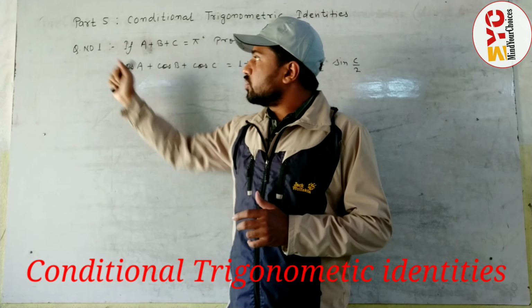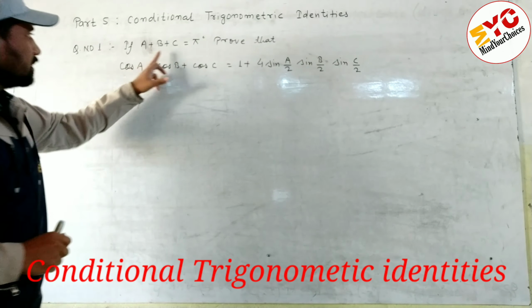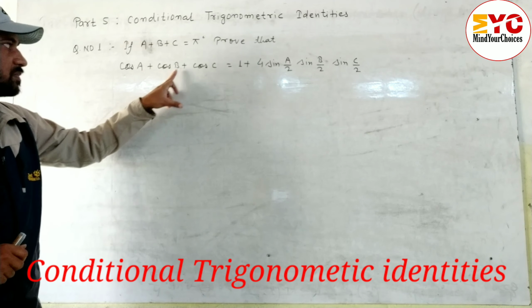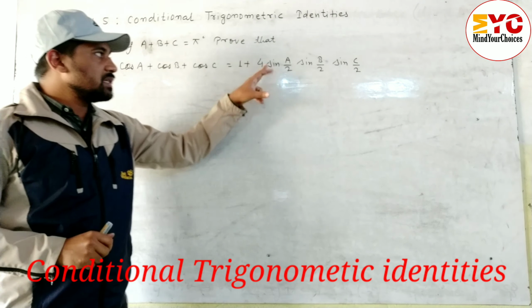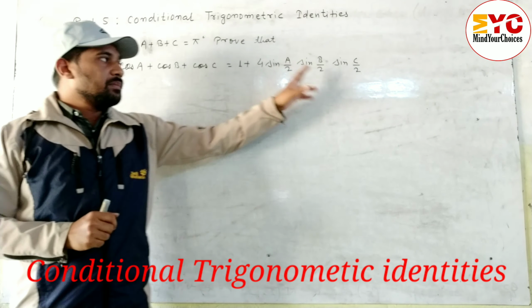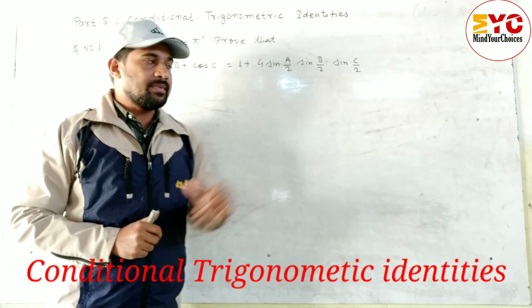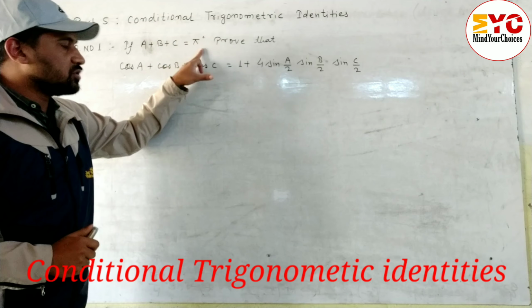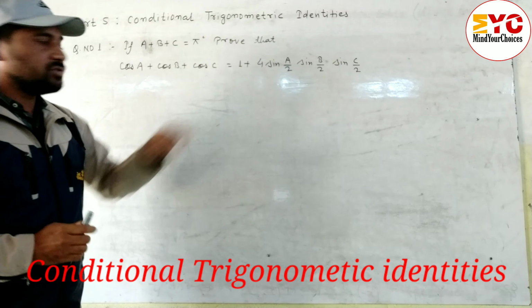Part 5. Question number 1: if a plus b plus c is equal to pi, prove that cos a plus cos b plus cos c is equal to 1 plus 4 sine a by 2, sine b by 2 and sine c by 2. Here one condition is given, a plus b plus c is equal to pi. Now we have to prove this.